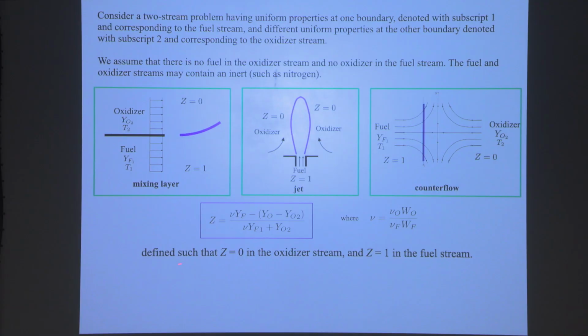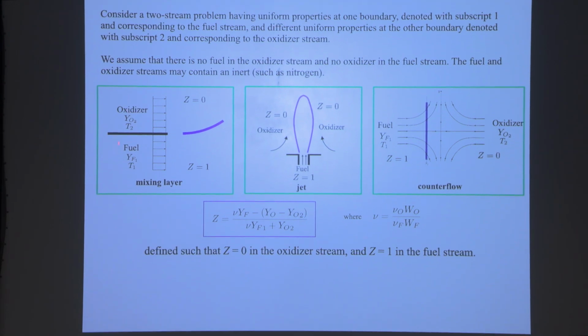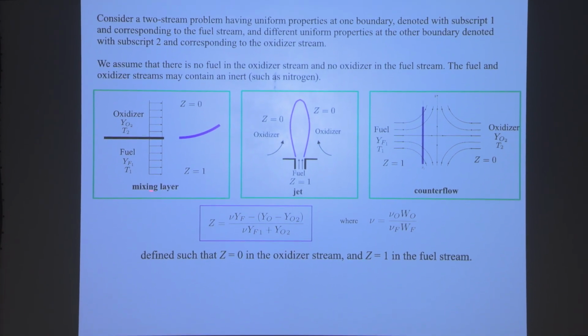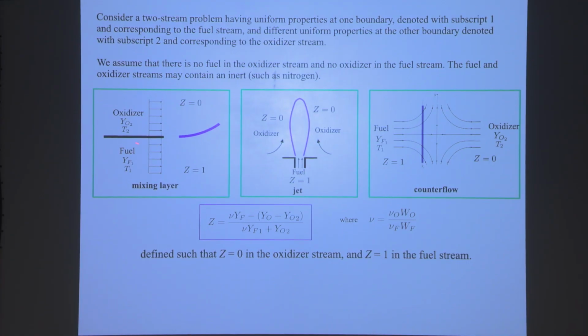So first of all, the mixture fraction Z is defined such that it is equal to 0 on the oxidizer side and equal to 1 on the fuel side, or in the fuel stream. Depending on the geometric configuration, for example, this is a mixing layer. You have fuel and oxidizer here separated by some plate. And beyond the end of the plate, they start mixing and burning.